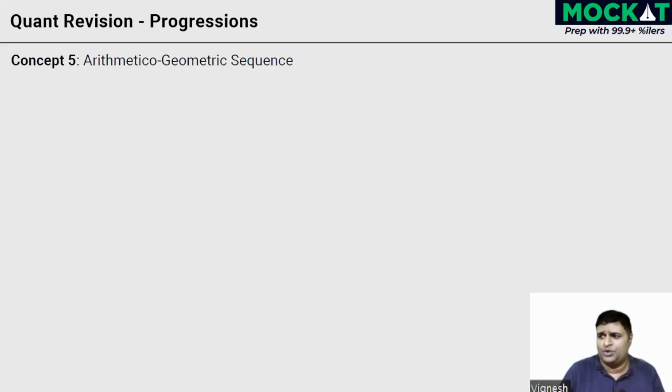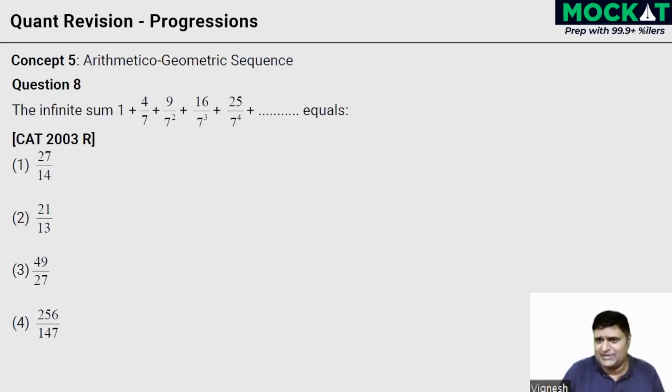Next is an arithmetic geometric sequence, right? We'll just take it up with an example over here. The infinite sum of 1 plus 4 by 7 plus 9 by 7 square plus 16 by 7 cube and goes on till 25 by 7 power 4, right? So the numerators over here are squares. Denominators are in GP types, right?